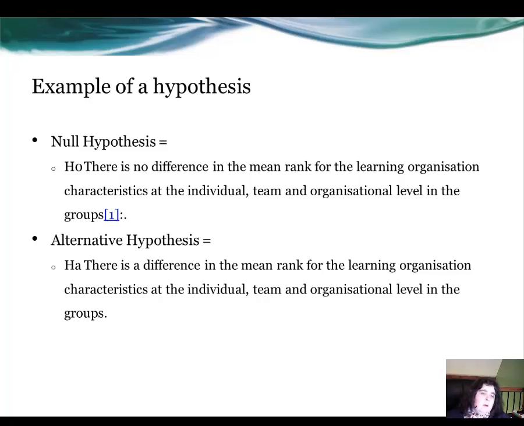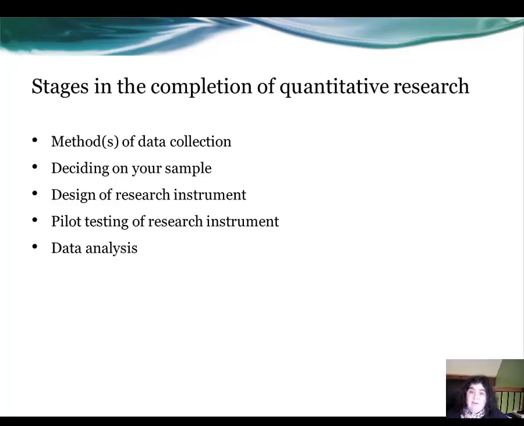So what are the stages in the completion of quantitative research? Well, the first thing is you need to collect the data and know how to collect the data. Decide on your sample, you need to design the instrument to gather that data. This instrument needs to be tested before it's actually distributed to the masses. And then when you've gathered your information, you have to analyze your data.